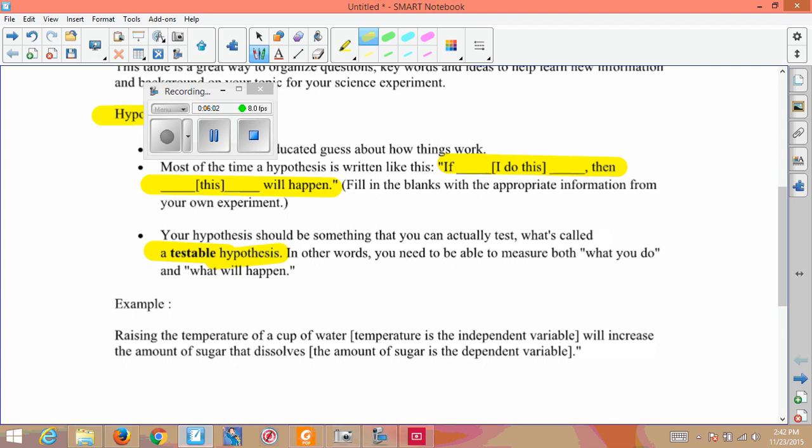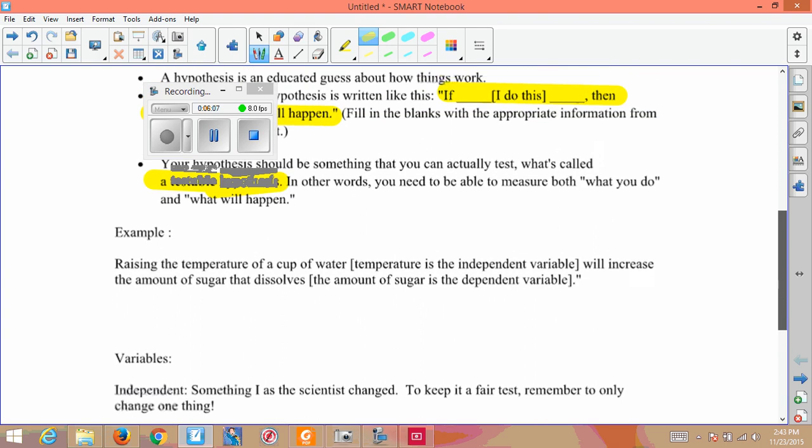Raising the temperature of a cup of water, temperature is the independent variable, will increase the amount of sugar that dissolves. So the amount of sugar is what you measure. That is your dependent variable, because it depends on what you did to the temperature. Did you raise it or did you lower it? How much did you raise it? How much did you lower it?